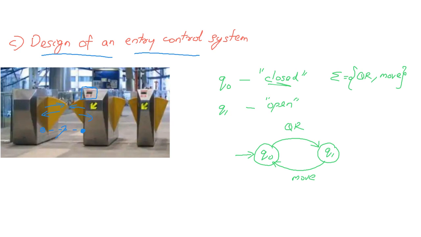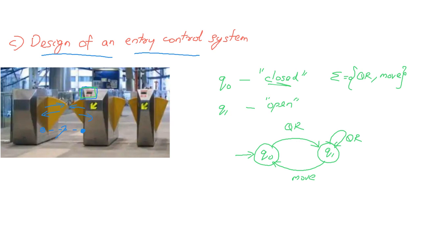Okay. Now what happens if at Q1 you are again showing the QR, that means before even moving in, you are again showing the QR? You are continuously showing the QR to this machine. When you are at Q0, the flaps are closed. When you show the QR, then you will reach Q1 because the flaps will get opened. And if you continue to show QR, the flaps will remain opened.